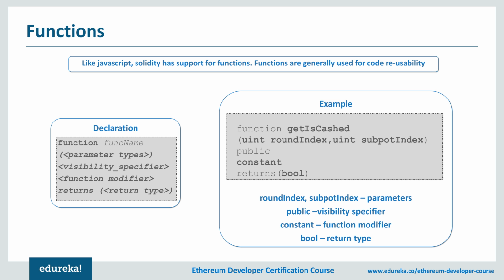And in the end, you must specify the return type with the returns keyword. So in our example here, you can see that we've made a function called isCached. Now the parameters that are passed in are the round index and the subport index, which are both uint type. Then the visibility specifier is selected to public, the modifier is selected to constant, and the return type has been specified as a boolean. So let's see what this visibility specifier and function modifiers actually are.